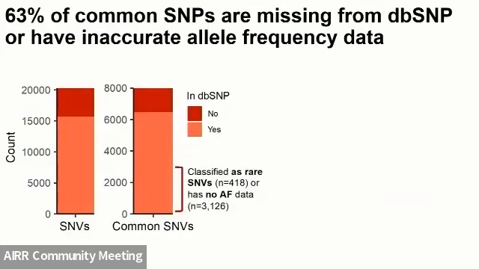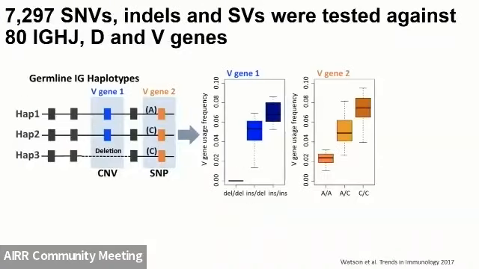In addition to identifying an extensive amount of structural variants, we also identified a huge amount of SNPs that are missing from SNP databases commonly used in the genomics field, such as dbSNP. In total, we identified 7,297 genetic variants that were common in our cohort, which we tested against the usage of 80 genes.